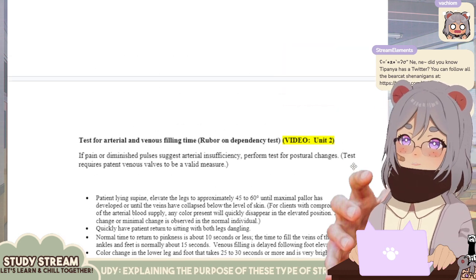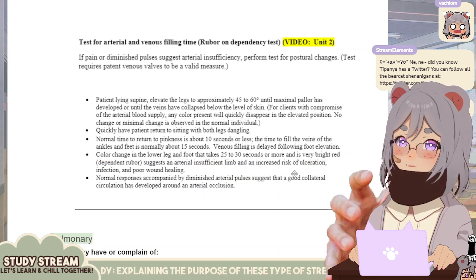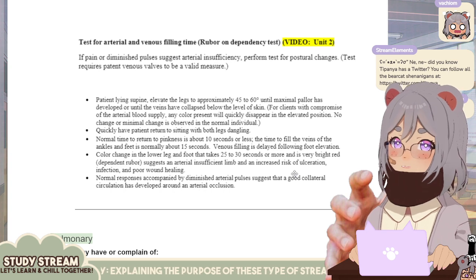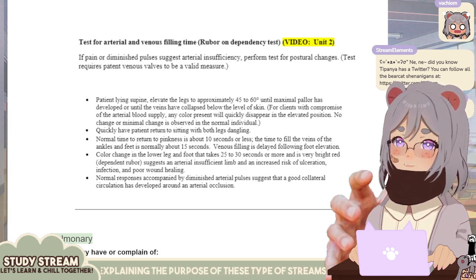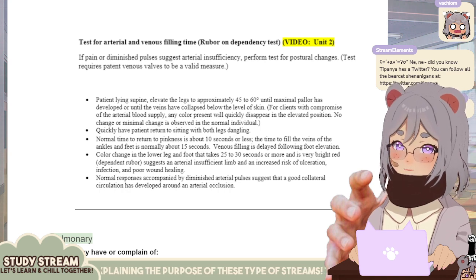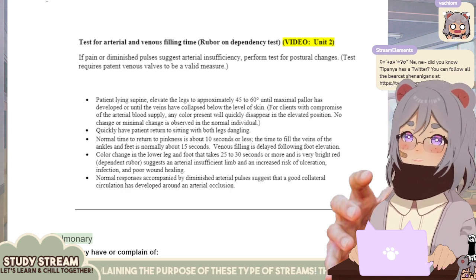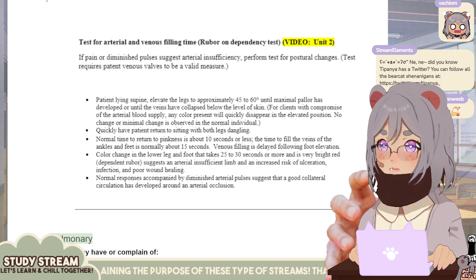Another thing we can do to check the cardiovascular system is to test for the arterial and venous filling time, and this is all having to do with the rhubarb dependency test. So let me pull up a picture because I feel like this is better shown than me just talking about it. One moment.